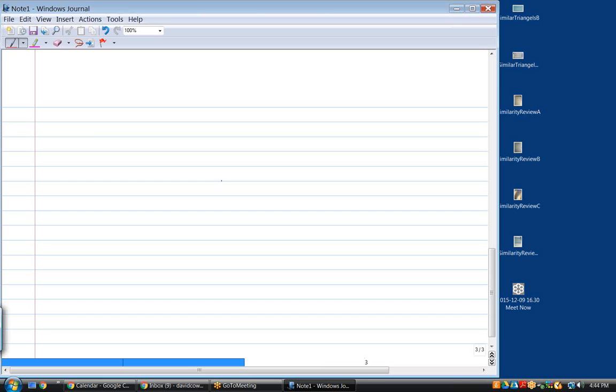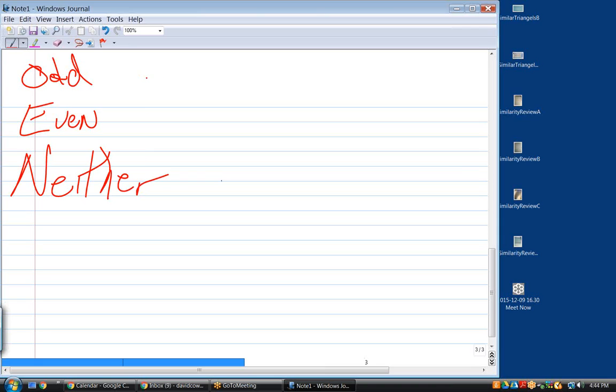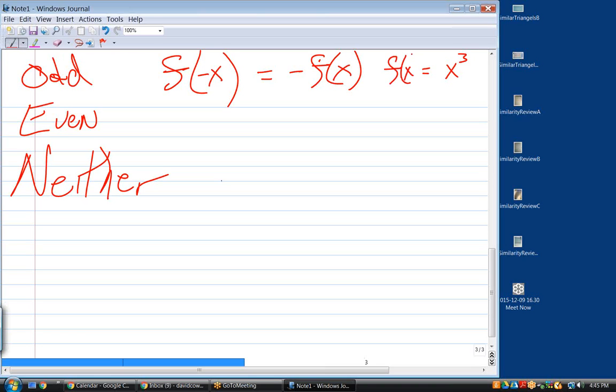Give an example of a function that is odd as an equation and graph. Give an example of a function that is even as an equation and graph. Give an example of a function that is neither as an equation and graph. Okay, odd means it's all about what is f of negative x. Odd functions, f of negative x is always negative f of x. An example of that would be f of x equal to x cubed, then f of negative x would be equal to negative x cubed, which is equal to negative f of x.